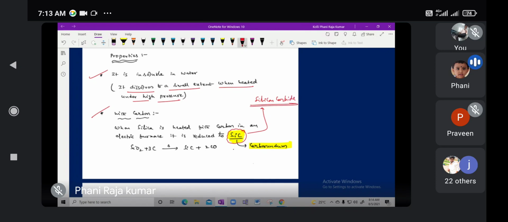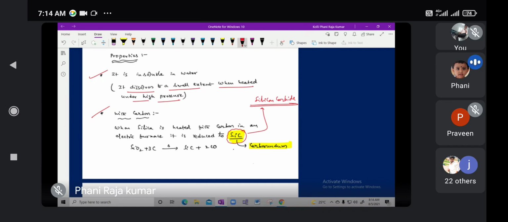The silicon carbide structure is similar to diamond, a polymeric structure. In diamond we have carbon-carbon linkages. In silicon carbide, silicon and carbon atoms alternate. A very hard material and a very good abrasive also. Abrasive means for cutting as well as drilling hard materials. Diamond is a good abrasive. Silicon carbide is also a good abrasive.